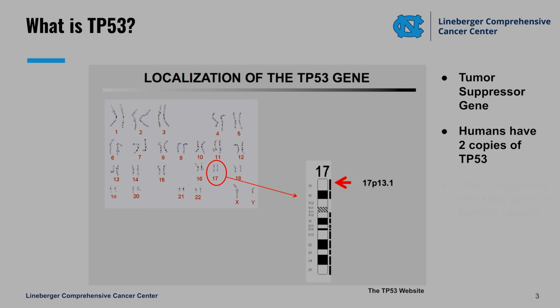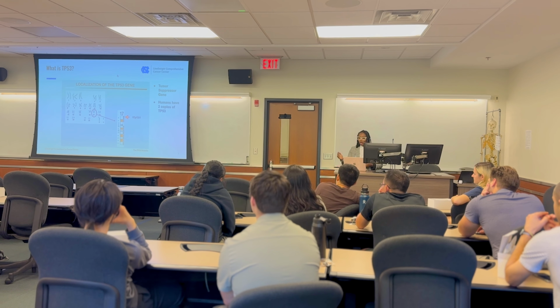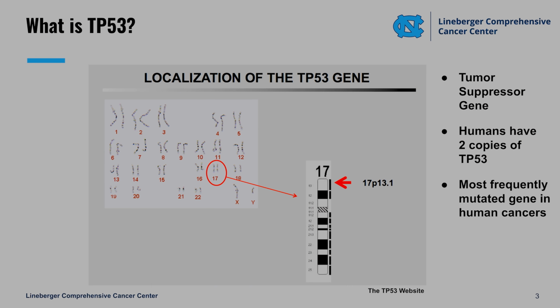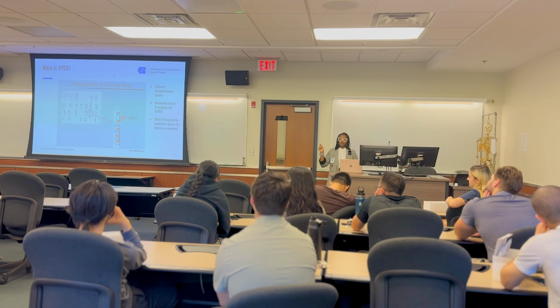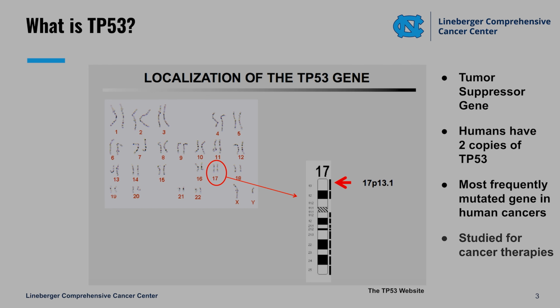Humans have 2 copies of TP53, or typically should have. And that's, again, one from mom, one from dad. But specifically, TP53 is one of the most frequently mutated genes in human cancers, which is why we are using this to study cancer therapies.